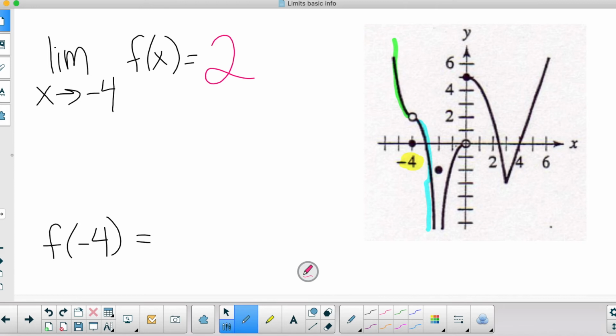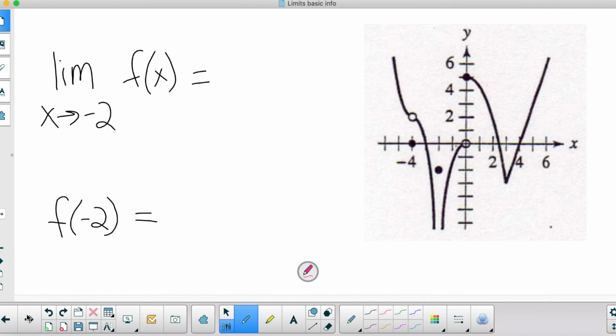But now let's look at the value at -4. Notice when the y value is 2, that's an open circle, so that is not a value. Our value is going to be at the closed dot. And the closed dot y value is 0. Let's try another x value.